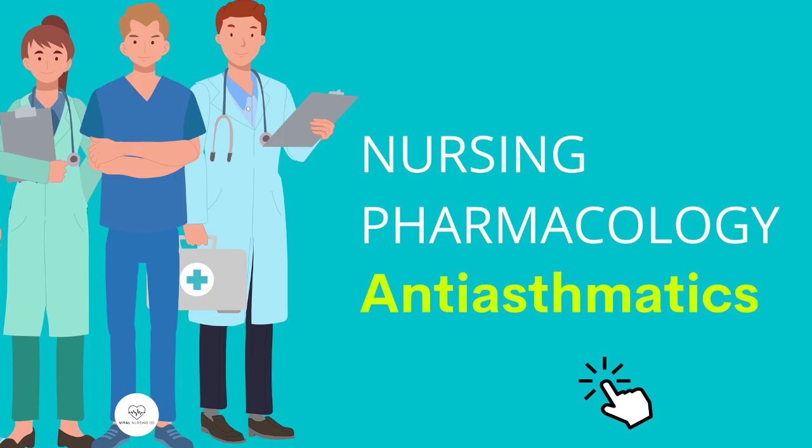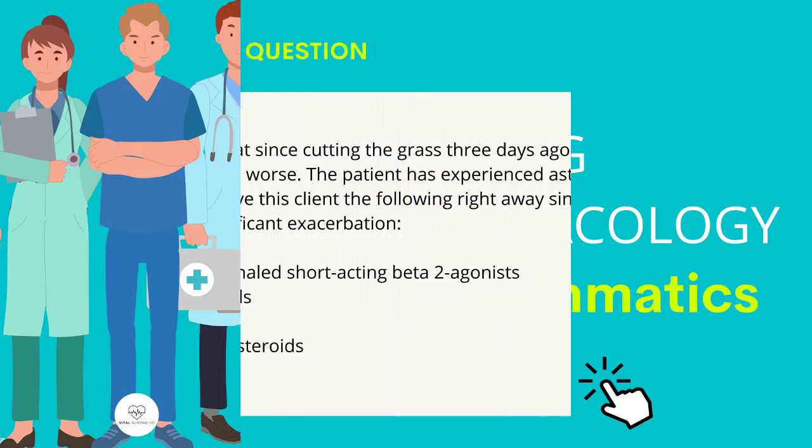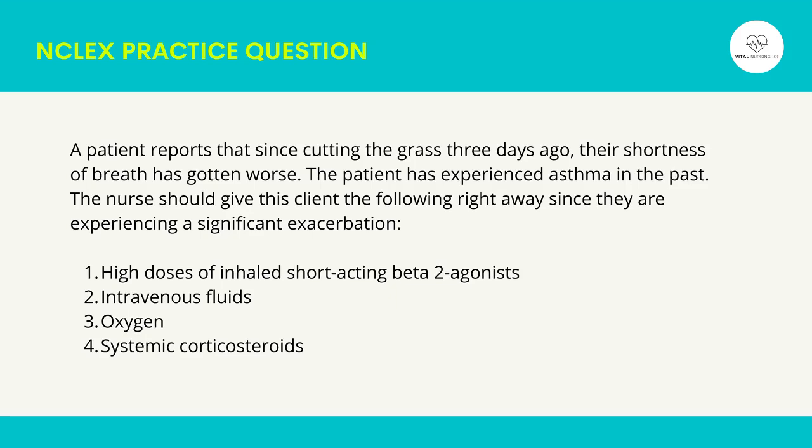Before we begin, let's see if you can get this question correct. A patient reports that since cutting the grass 3 days ago, their shortness of breath has gotten worse. The patient has experienced asthma in the past. The nurse should give this client the following right away, since they are experiencing a significant exacerbation: high doses of inhaled short-acting beta-2 agonists, intravenous fluids, oxygen, or systemic corticosteroids. Put your answer in the comment box below.